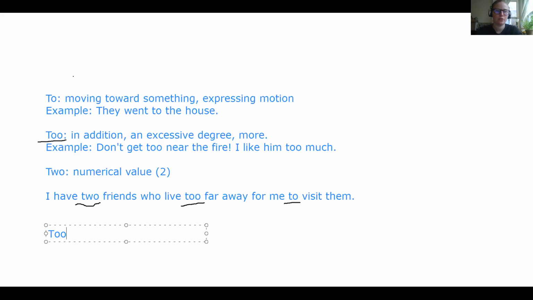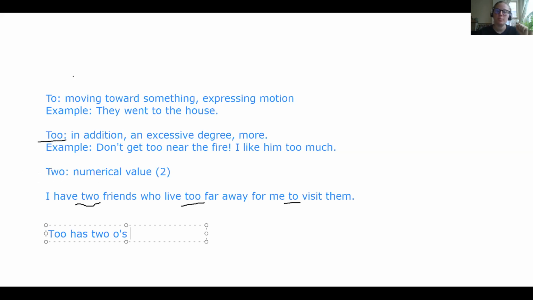Yes, because "too" has two O's, right? So it has an excessive amount of O's. So that is one way that I like to tell them apart. I do just kind of have to remember that TWO is the numerical value, that number two.